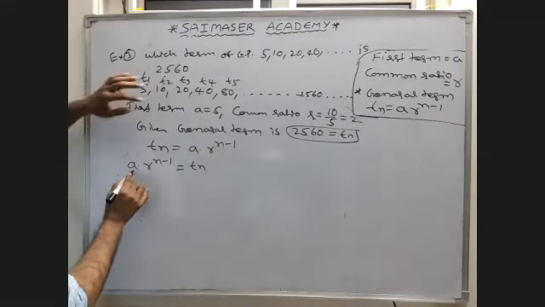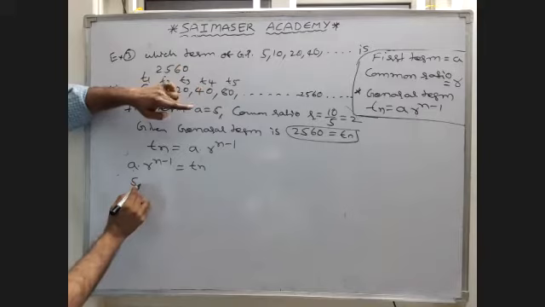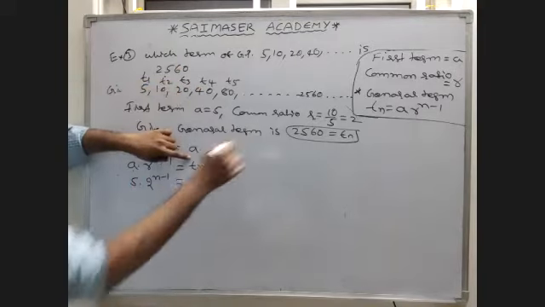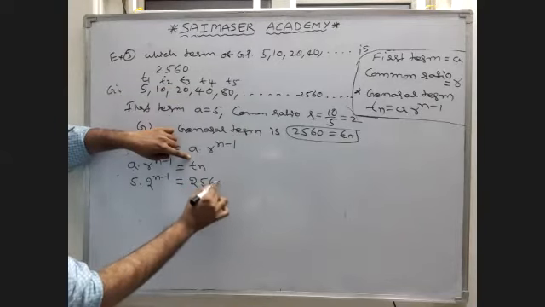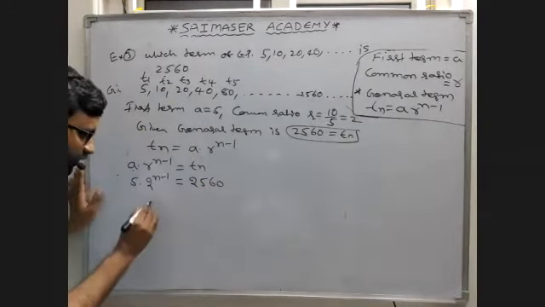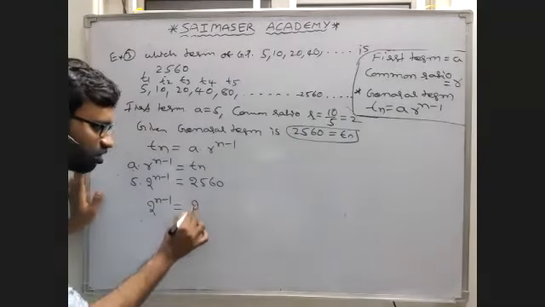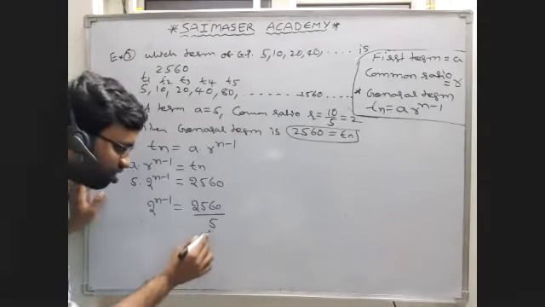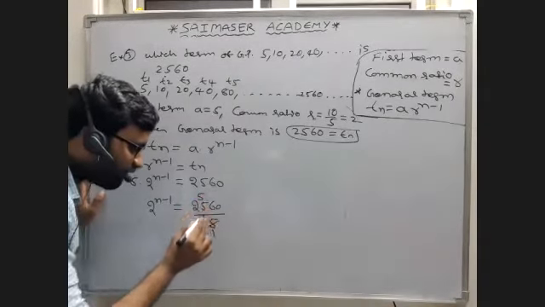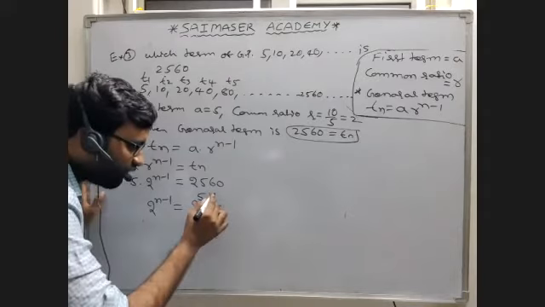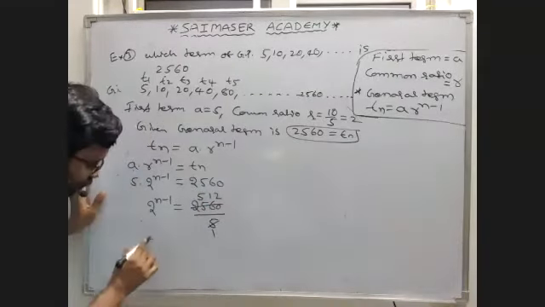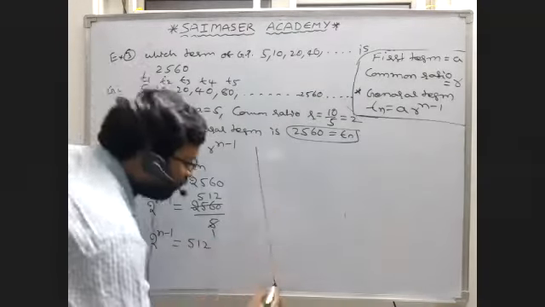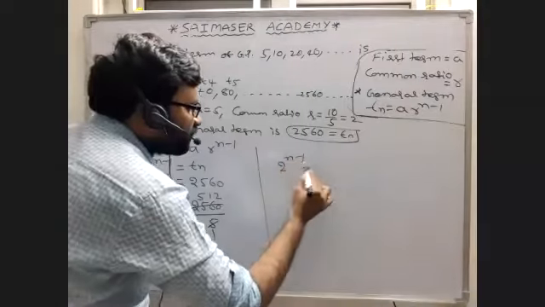Now, what is A? 5, into what is R? There you have 2 power n minus 1 is equal to what is Tn? Tn is 2560. Now taking 5 to that side, 2 power n minus 1 is equal to 2560 by 5. Now cancel: 5 1 is 5, 5 5 is 25, 5 1 is 5, and 5 2 is 10, so 512. So 2 power n minus 1 is equal to 512.